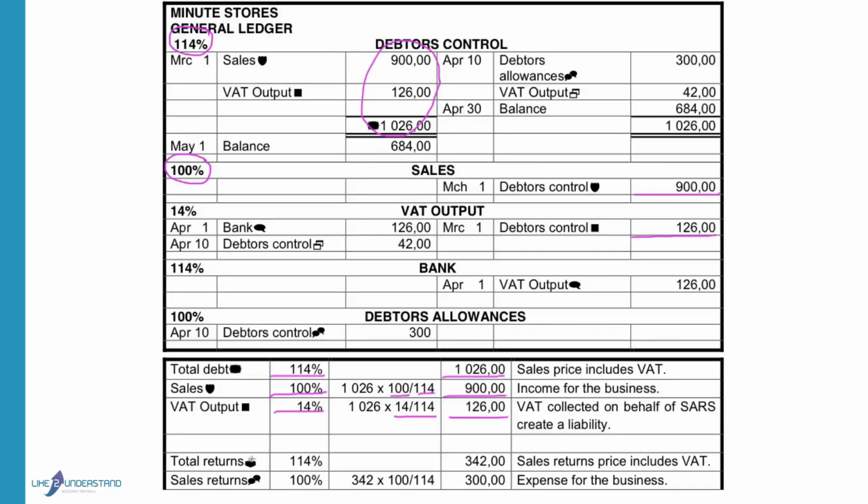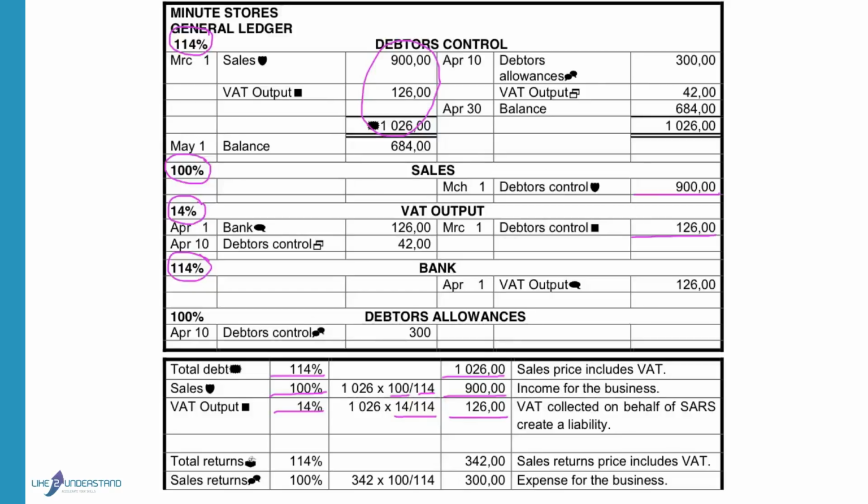If we look at the VAT output account, we see it is 14%. In the bank, again, it is 114% because the amount that must be paid to SARS will include the VAT, and if you collect money from a debtor, it includes the VAT.